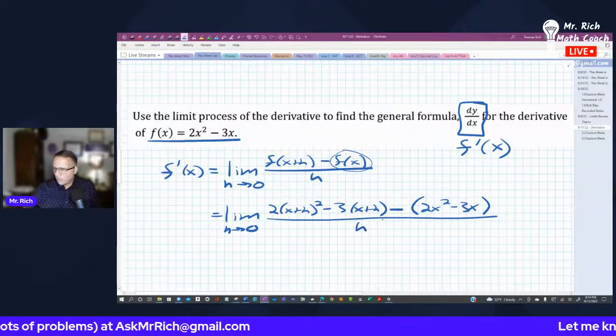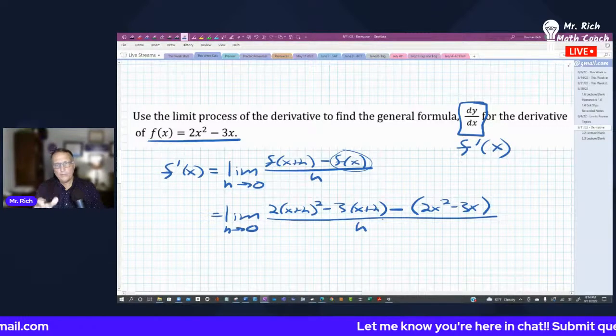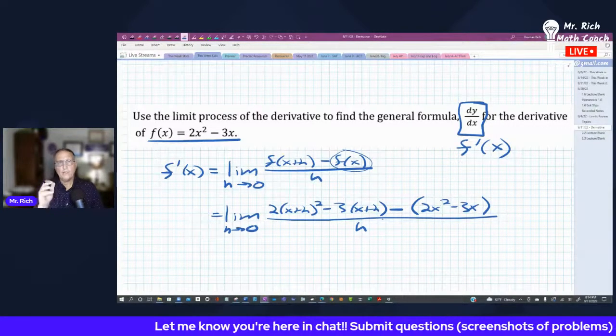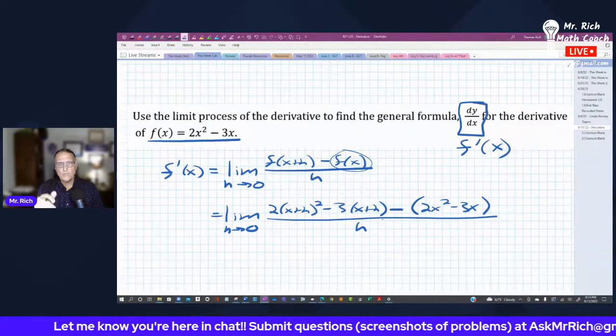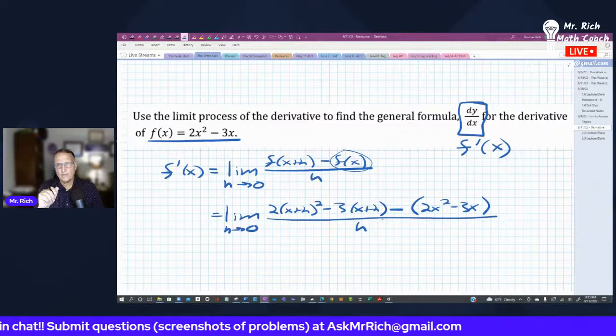Now, it's important to understand that as you were learning about limits, your teacher told you that the very first thing that you do when you're trying to evaluate a limit is you try to evaluate it using direct substitution. So you may be saying, Rich, why didn't you try direct substitution? Well, I kind of know what happens, right?